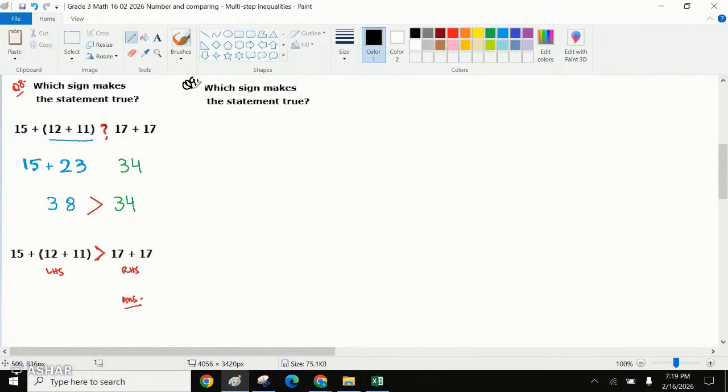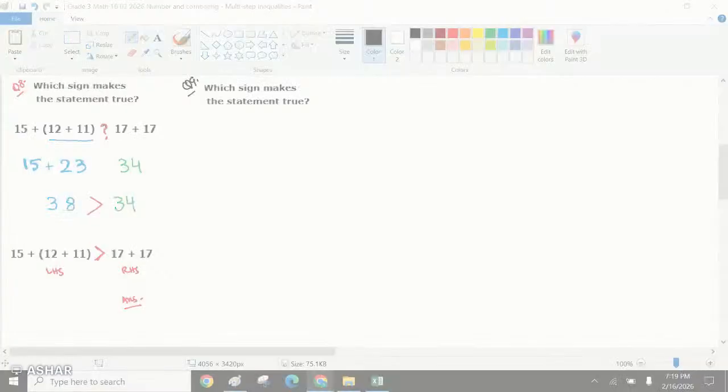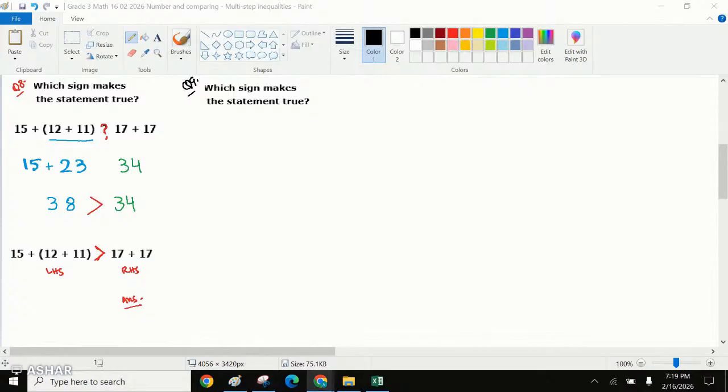Question number 9. The question number 9 says, let's simplify such that for the given, sorry, if the given statement is this, let's try to find which sign will make the statement true. Becca and Solomon, which sign should be there? Which side is greater? The left side is greater than the right side, or the right side is greater than the left side? Vice versa.